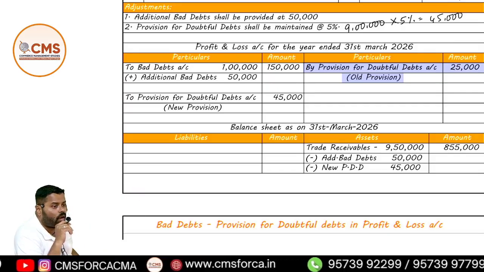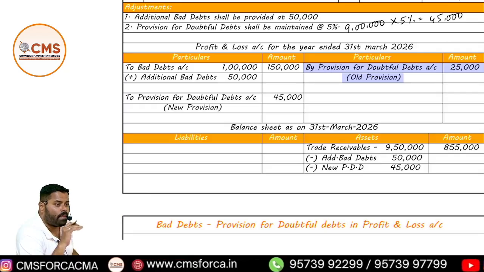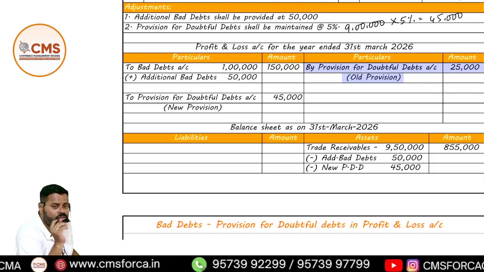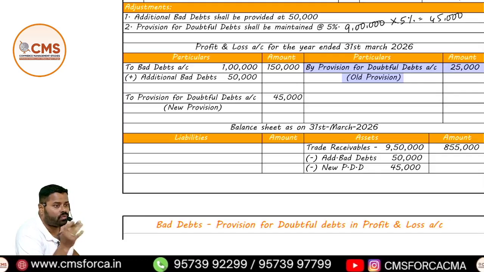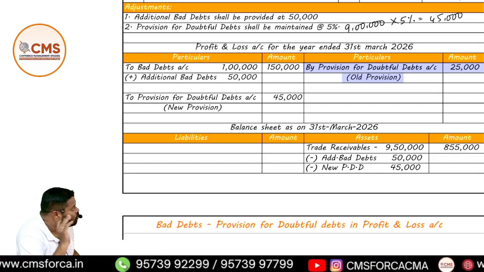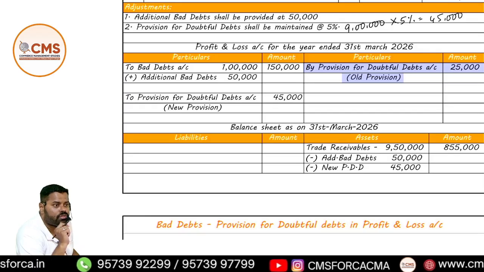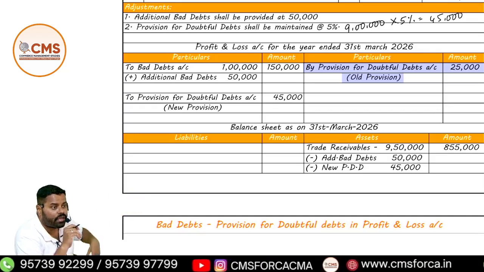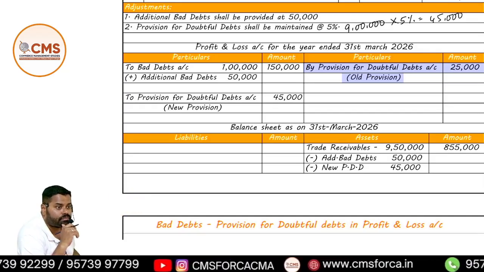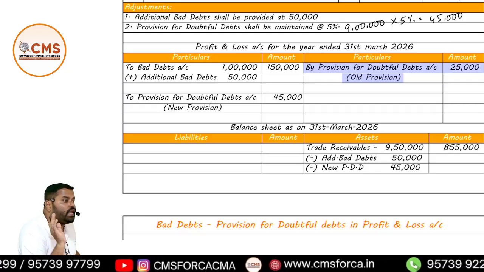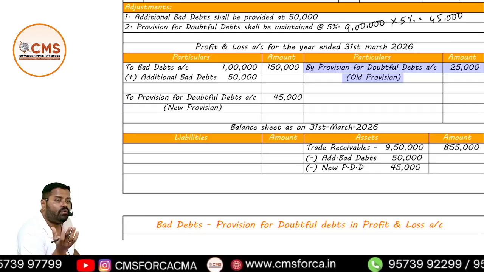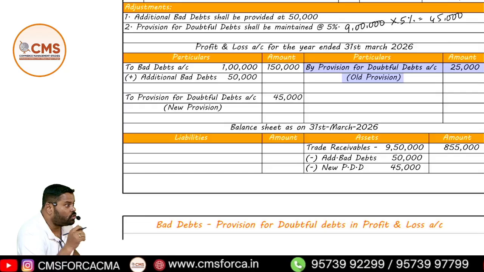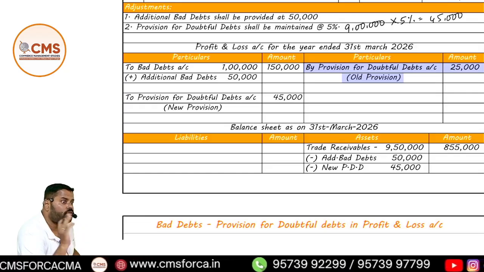Bad debts. How much of bad debts are there? 2 bad debts, 1 lakh from trial balance, 50,000 from adjustments. Total 1,50,000. And now, after all this damage, you have another doubt that you may not get another 45 there. That is the new provision. Old provision is already utilized. Where did I utilize? I was thinking that I will not get 25, but eventually the loss turns out to be 50, double of what I was anticipating.